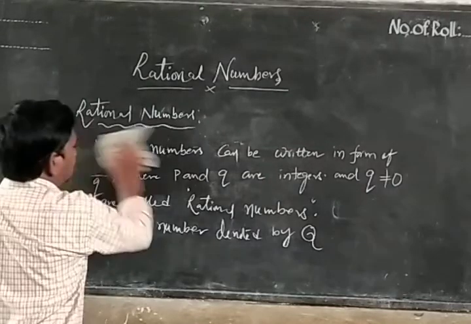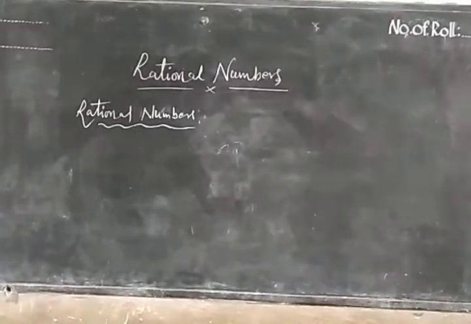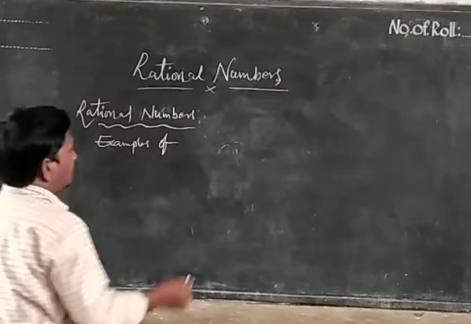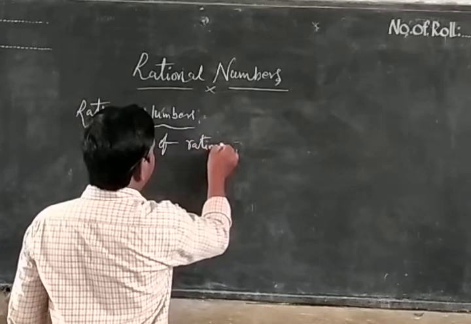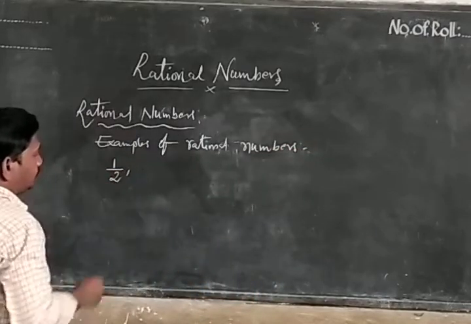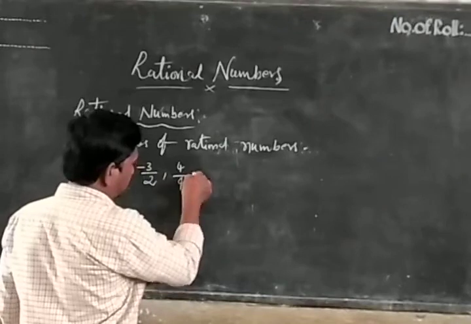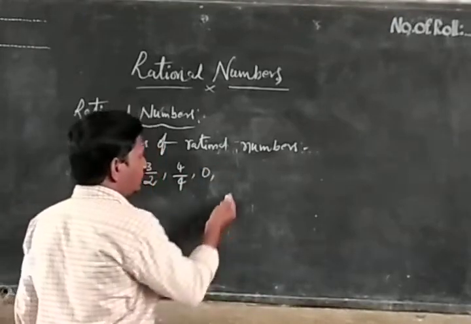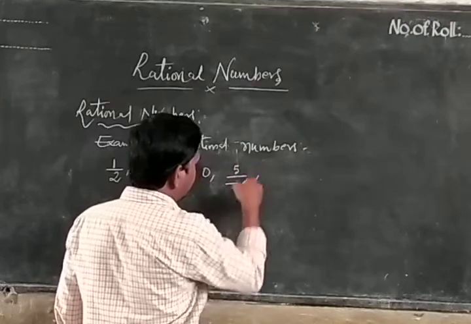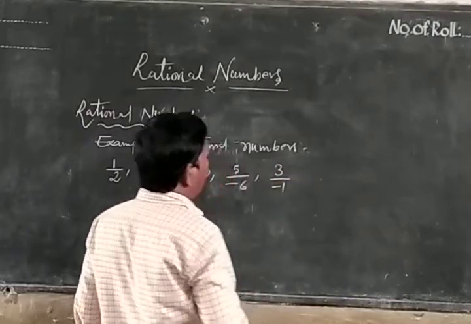And we can write the examples. Examples of rational numbers: 1 by 2, -3 by 2, 4 by 4, 0, 5 by -6, and 3 by -1.